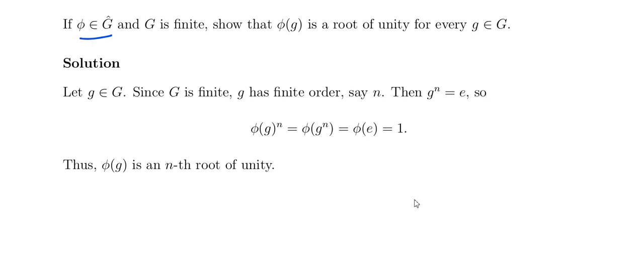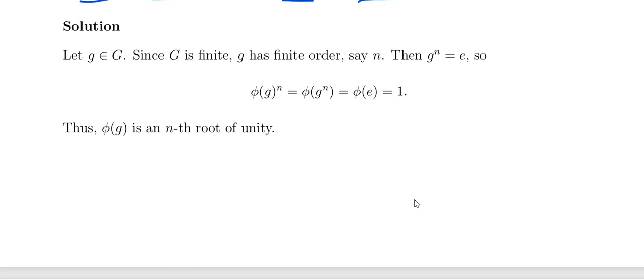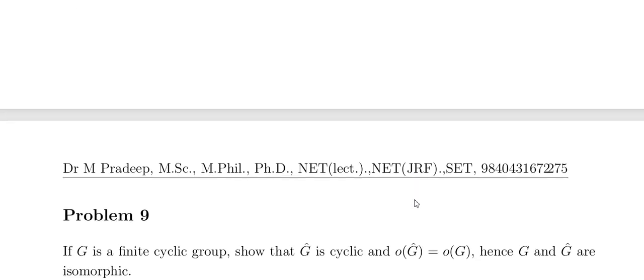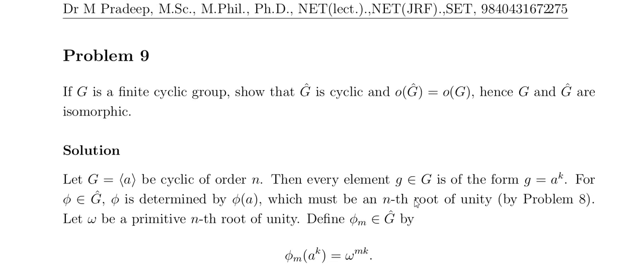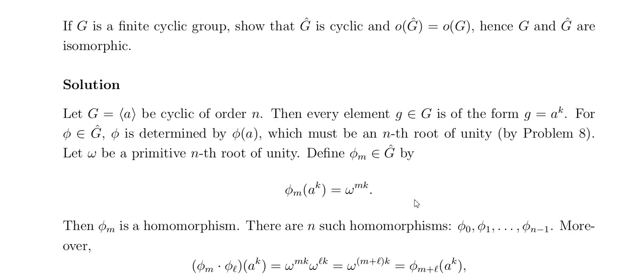If pi belongs to G cap and G is finite, then pi of g is a root of unity for every g belonging to G. And if G is a finite cyclic group, then G cap is cyclic, so the order of G cap is equal to the order of G. Hence G and G cap are isomorphic.